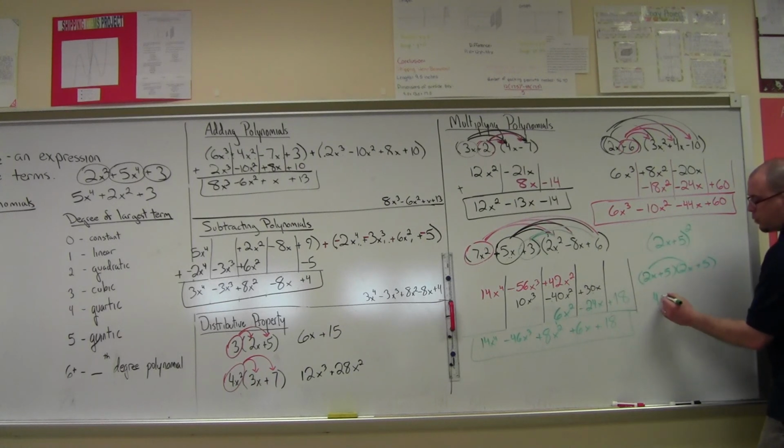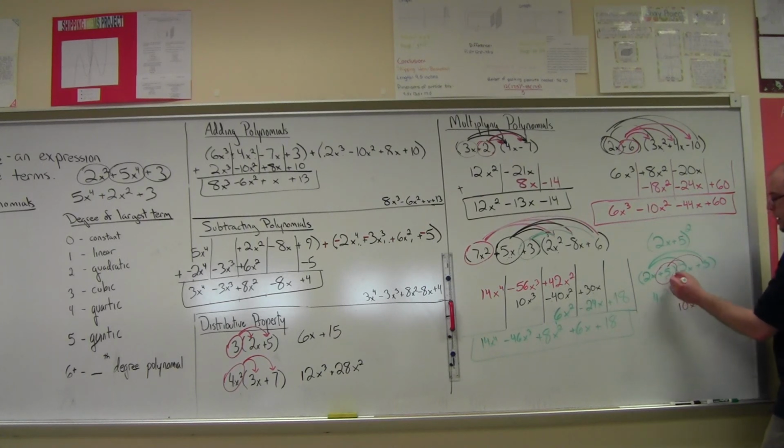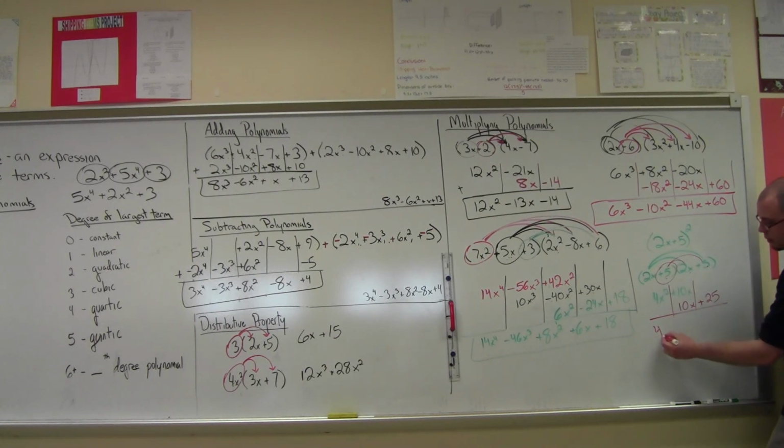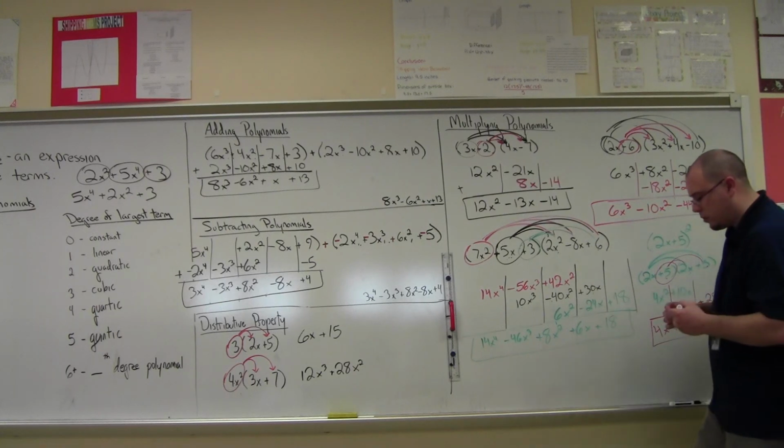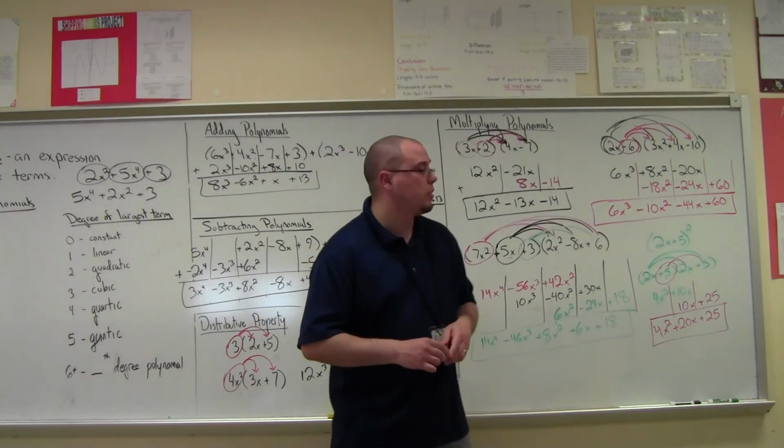2x times 2x is 4x squared. 2x times 5 is 10x. Then we take the 5. 5 times 2x is 10x. 5 times 5 is 25. Our final answer here is going to be 4x squared plus 20x plus 25. And that's going to be our answer. You would not get that if you just distributed.